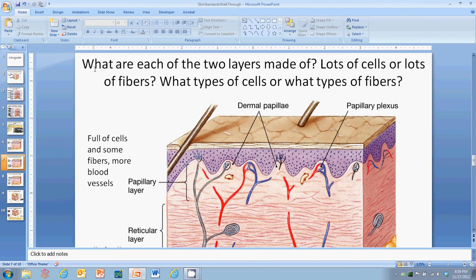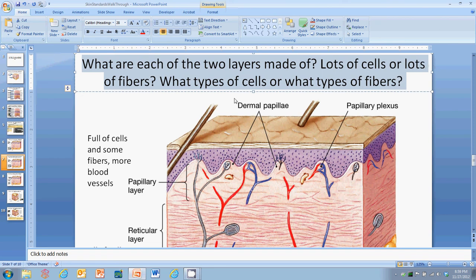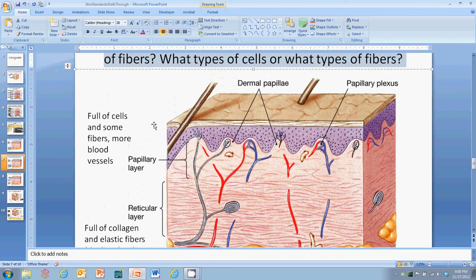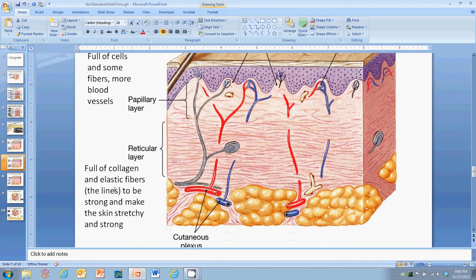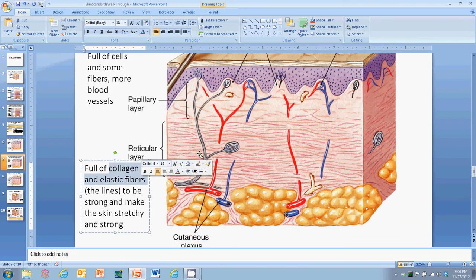What are each of the two layers made of? We just said that. The papillary layer is made of cells and some fibers and more blood vessels, right? The reticular layer is made of collagen and elastic fibers to make the skin strong and stretchy.